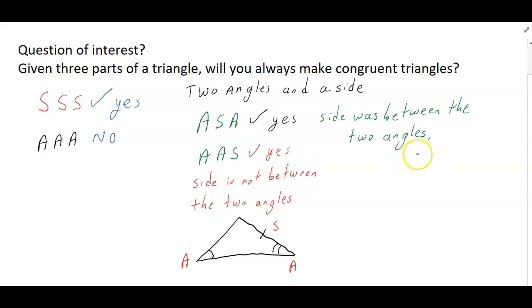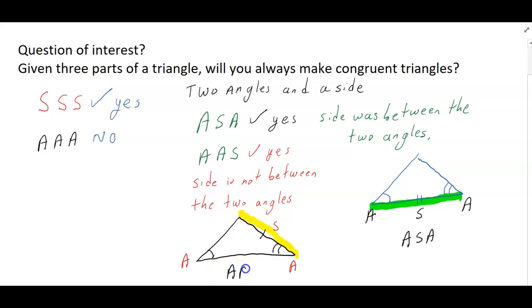In contrast, we have an angle, a side, and an angle. The picture on the right is angle, side, angle. Notice this side is not between the two angles in the yellow, but the green side is between two angles. So this is angle, side, angle, and the picture in the middle is angle, angle, side.